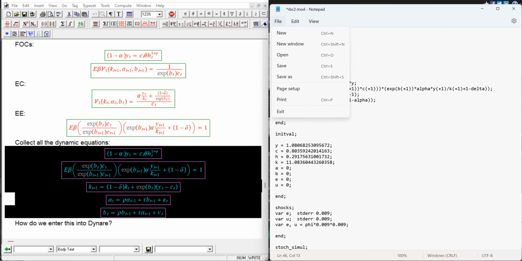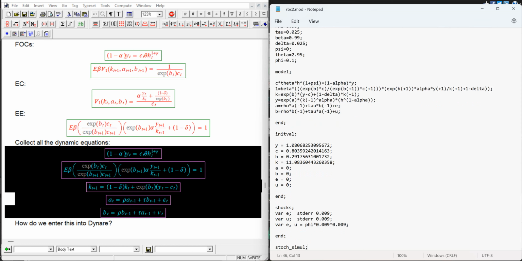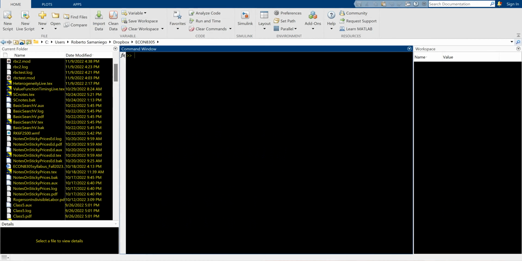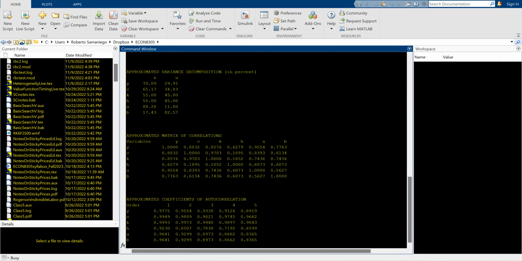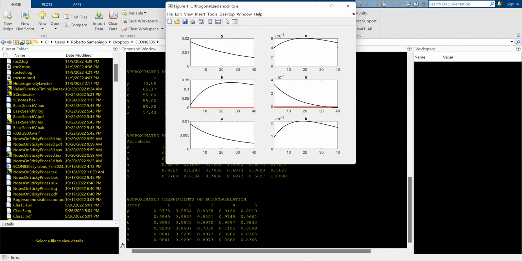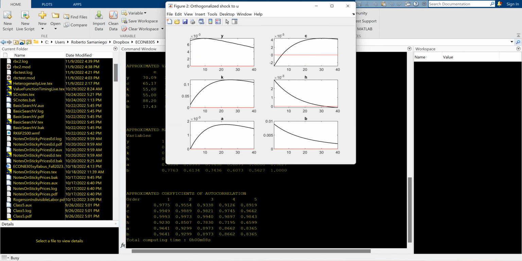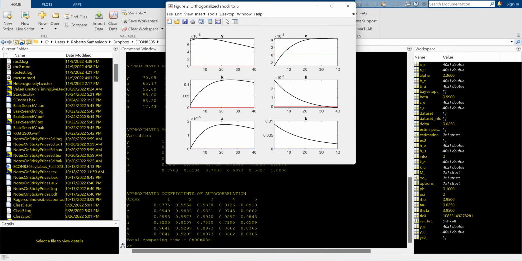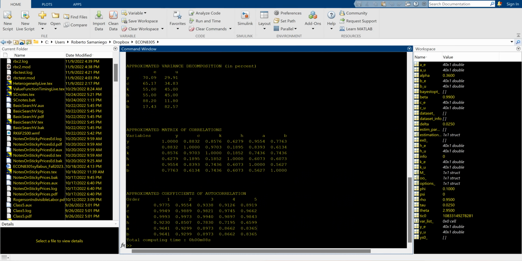Now you should save this as a file that has mod at the end. I've called it rbc2mod, so you can call it whatever you like. You just need to make sure it's saved somewhere where Matlab can find it. Moving to Matlab, we just write Dynare and then the name of your program, rbc2, and Dynare will run it and produce a bunch of statistics. There's some defaults there about the number of simulations, the length of the impulse responses that it produces, and so on, but you can figure those out by yourself.